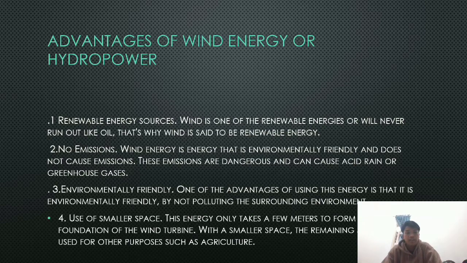Number three, environmentally friendly. One of the advantages of using wind energy is that it is environmentally friendly and does not pollute the surrounding environment. And number five, use of space. The land around the wind turbine with a similar space can be used. The remaining space can be used for other purposes such as agriculture.